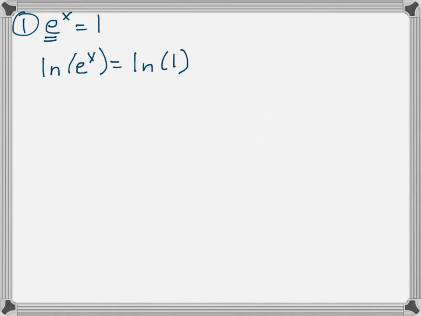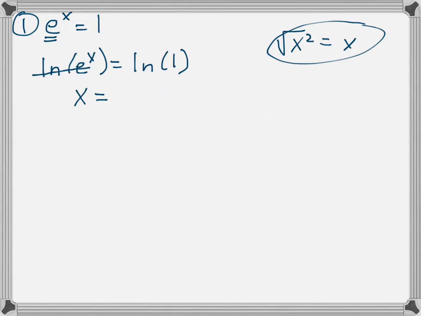Okay, on the left-hand side, the natural log and e, those are inverses of each other, so they cancel out, giving me just x. It's like taking the square root of x squared, and you just get x back. Those things are inverses of each other, just like natural log and base e are inverses of each other. And the natural log of 1, you probably already know this, that's equal to 0. If you didn't, of course, you could put that into the calculator and get 0.